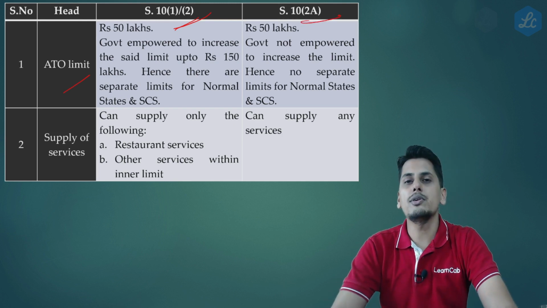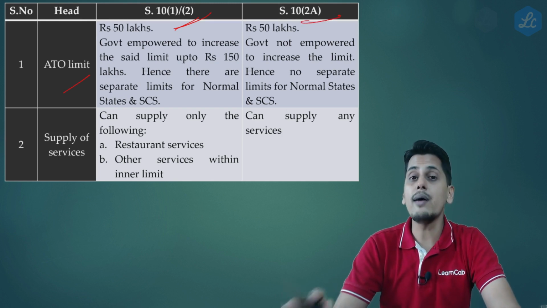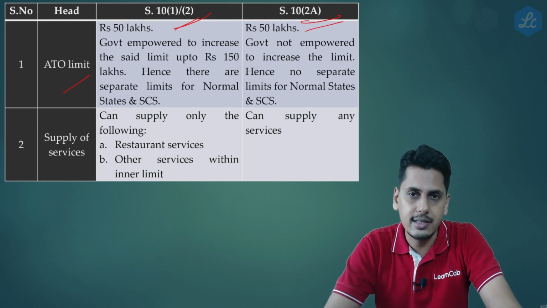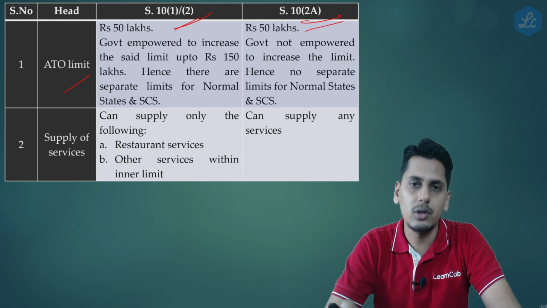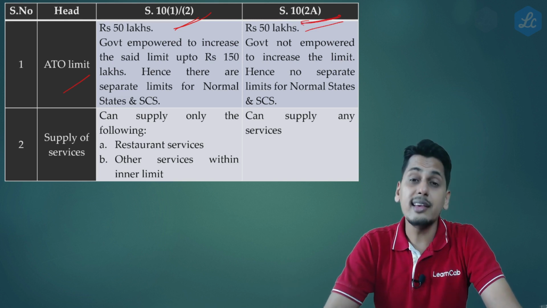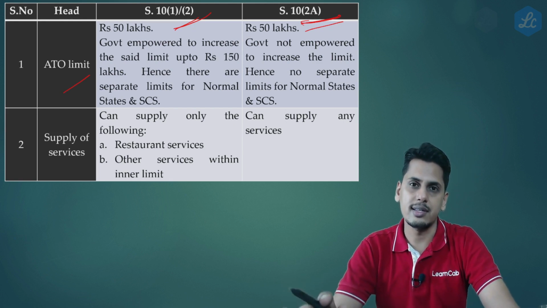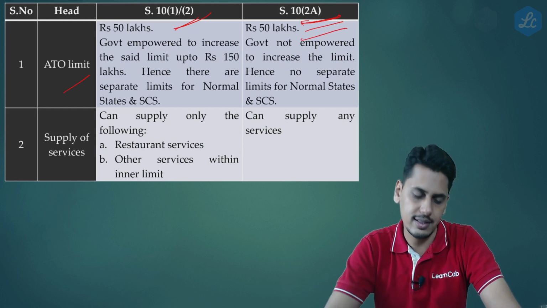But 10-2A composition scheme, it is 50 lakhs. There is no power to the government to enhance the limit. If at all this limit has to be enhanced, it needs to come by an amendment through the Act. Another thing is there are no two different thresholds for special category states and for other states. Single threshold of 50 lakhs.